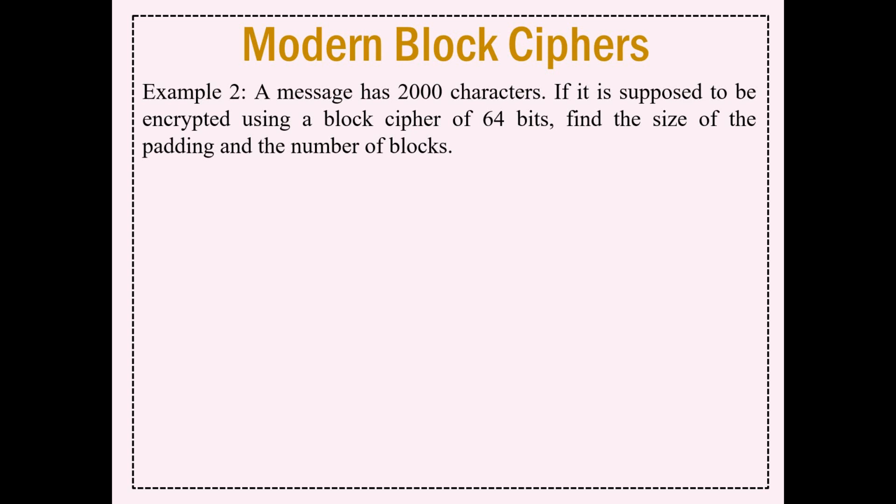That you can consider. A message has 2000 characters. If it is supposed to be encrypted using a 64-bit block cipher, 64-bit you will soon find is like a standard in block ciphers most of the time. 64, and there is another one, 56-bit also. You will have a key size of 56. So that's the standard one. That's why 64 is used. Find the size of the padding and the number of blocks required. Can you quickly use that equation, m plus pad equivalent to 0 mod 64, and find out what the things required are?